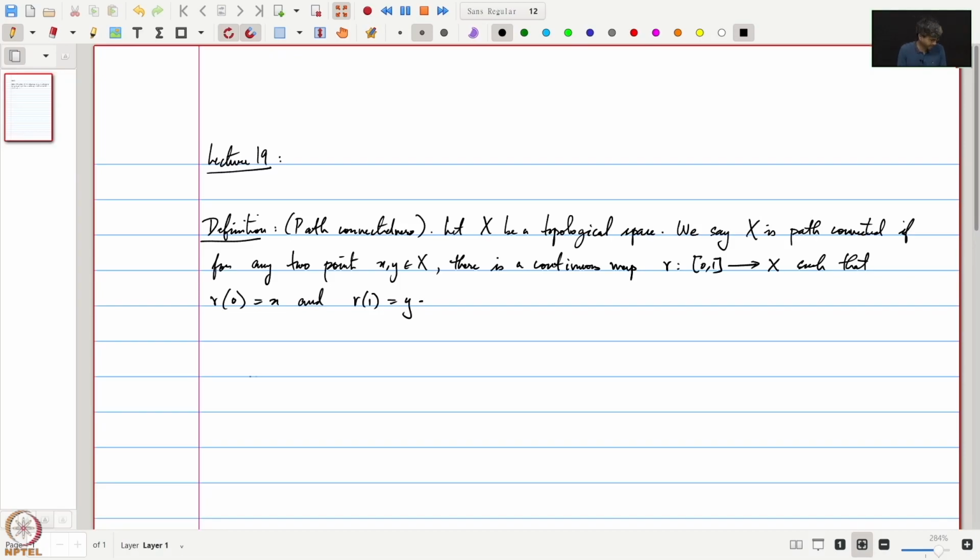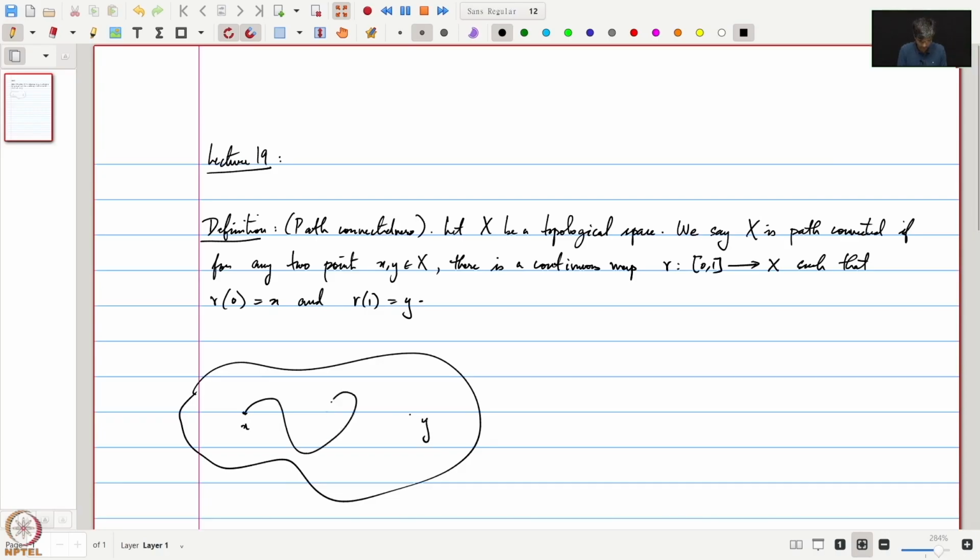Right? So if you make a picture, our topological space X might be like this. This is X and this is Y, and then there's some gamma, which could be very complicated, which connects X to Y.